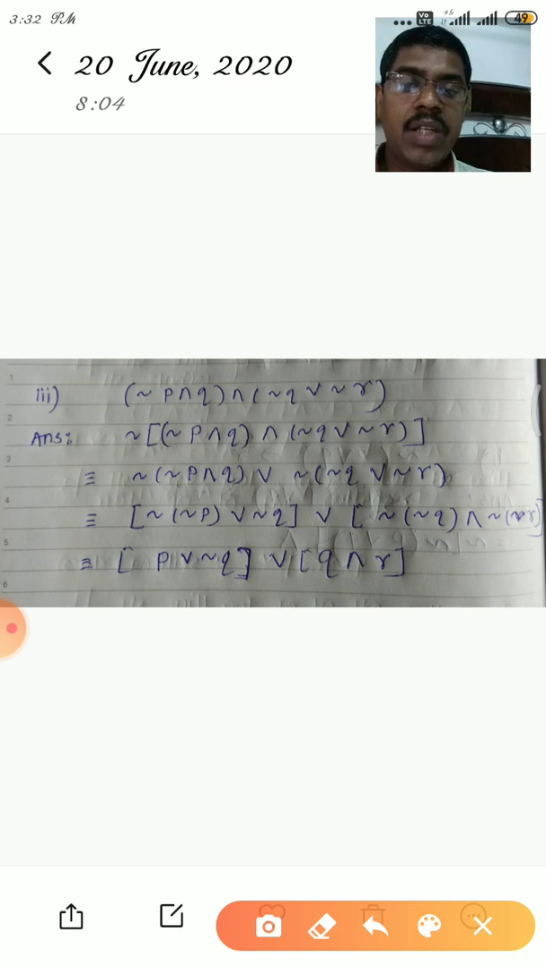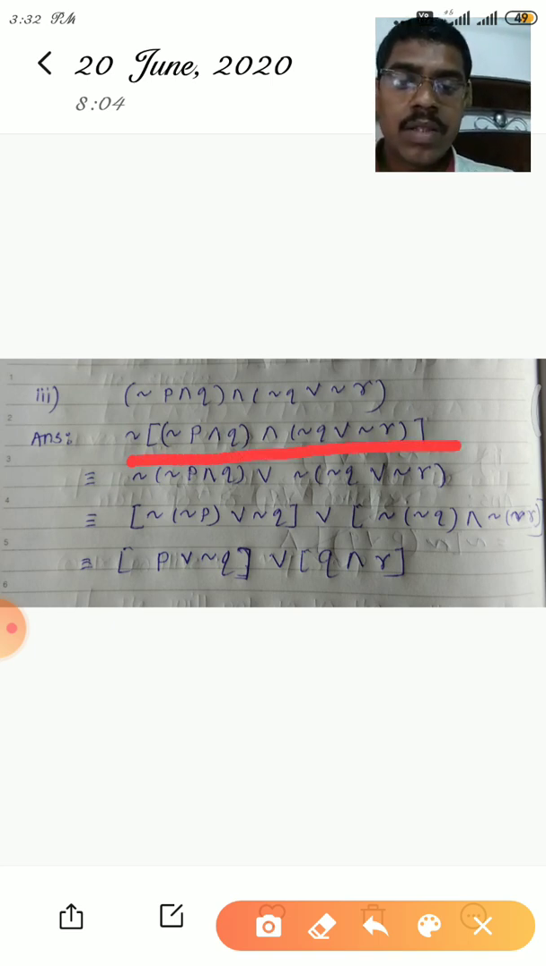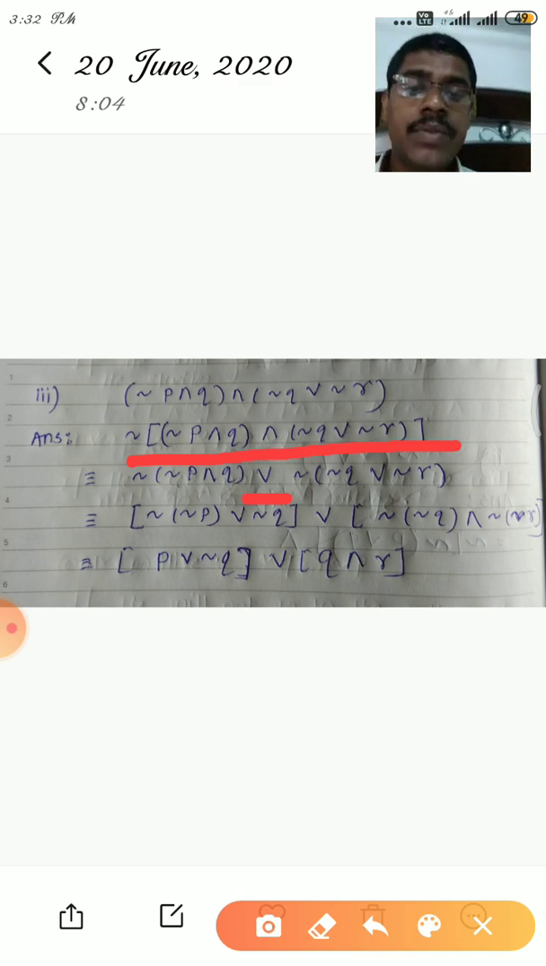Negation of the bracket: negation of (P and Q), complete in the bracket, and negation Q or negation R. Then the bracket will open, and we multiply the negation: negation of negation (P and Q). We have to convert AND into OR, and negation of (negation Q or negation R) is in a complete bracket. That is, we have to apply negation of conjunction here.